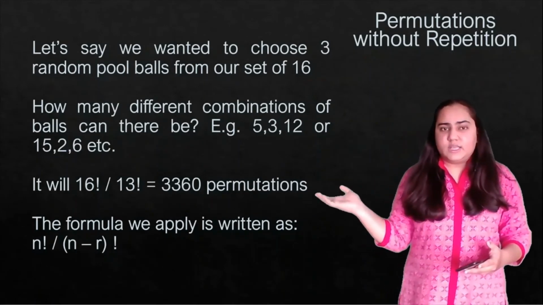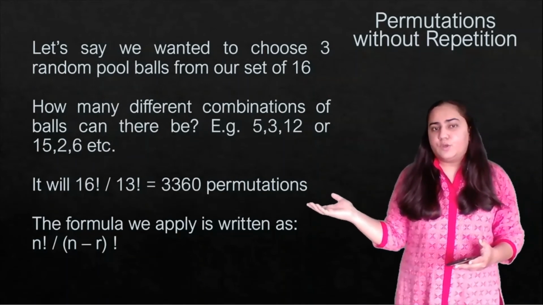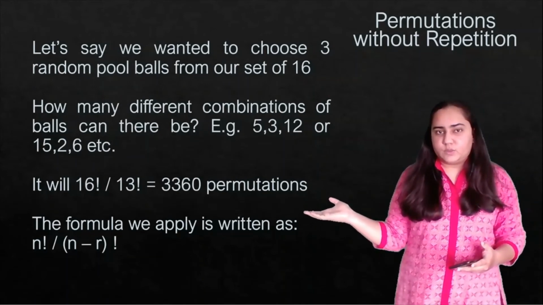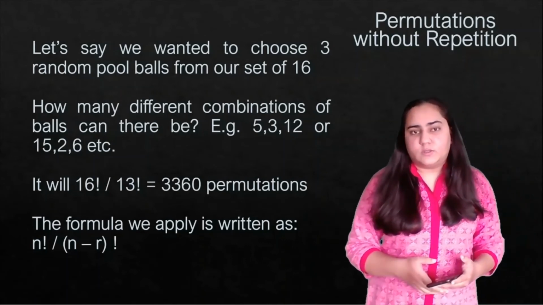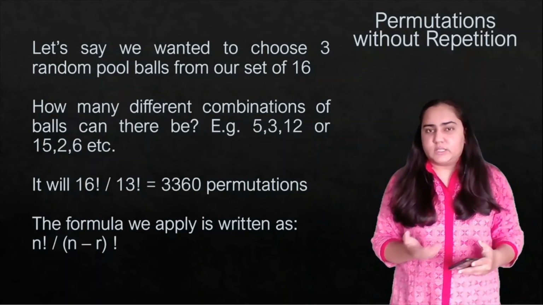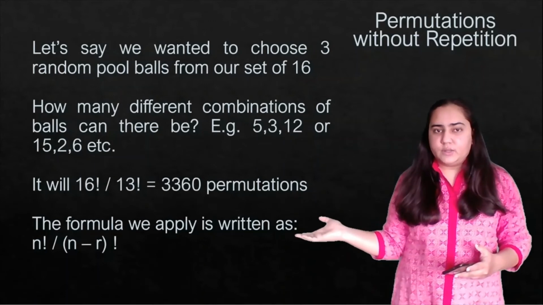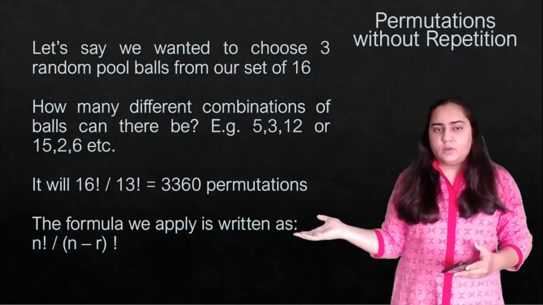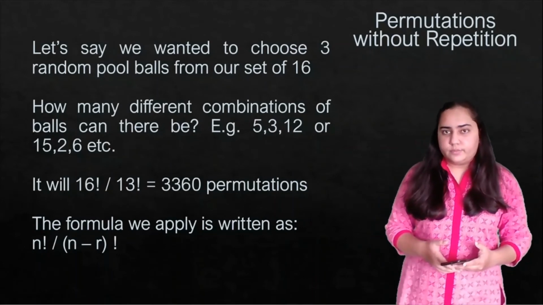So in this case, it will be 16 factorial divided by 13 factorial. It will be this, which is 3360 permutations. Sorry, it's going to be 16 factorial divided by 13 factorial. And how do you calculate it? This is the formula, which is n factorial upon n minus r factorial.